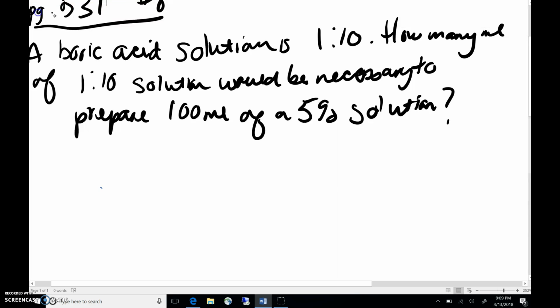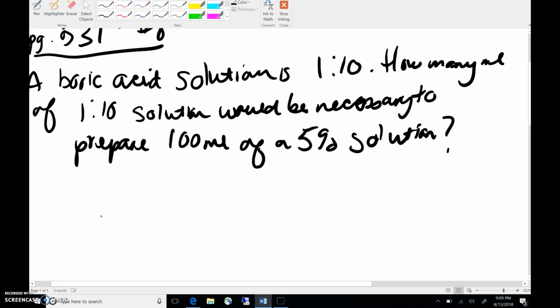Like we've done before, I always like for you guys to ask yourself, what type of problem is this? Is it a concentration? Is it a dilution? Or is it an alligation? If it's a concentration problem, you're only going to be given one concentration, whether it's expressed as a ratio, a fraction, or a percentage. If it is a dilution problem, you're going to be given two different concentrations. That's the key. And if it's an alligation, you're going to be given three different concentrations.